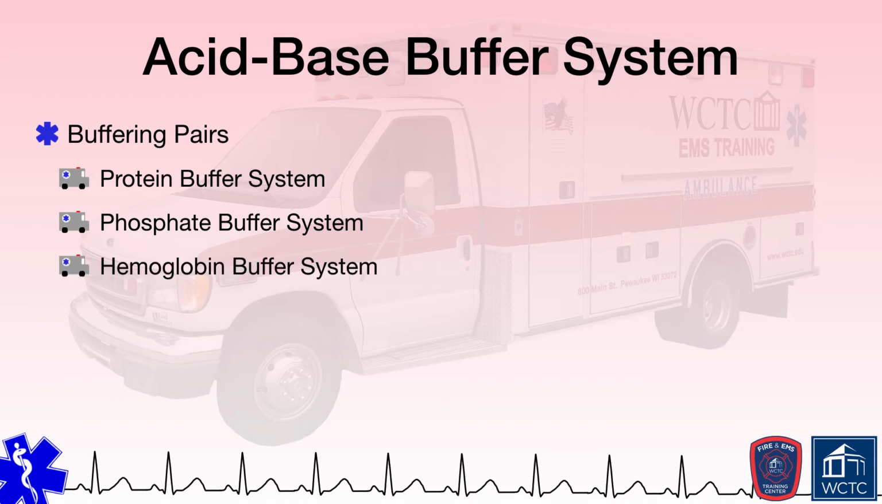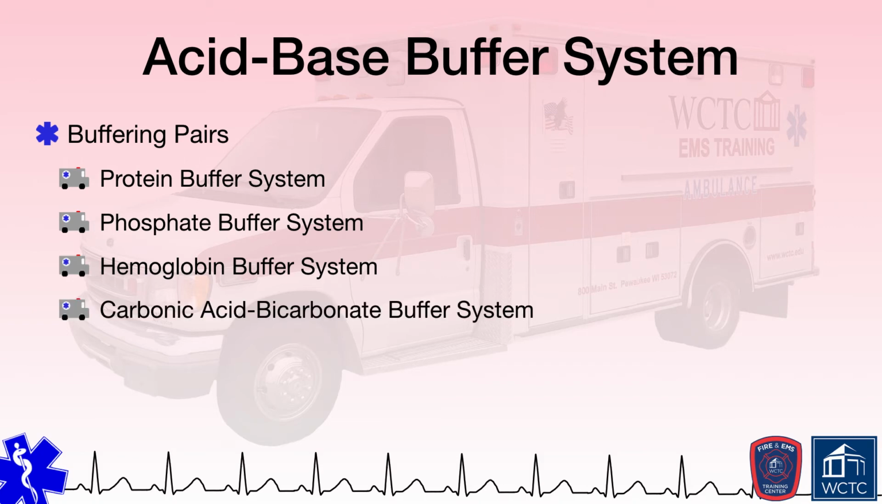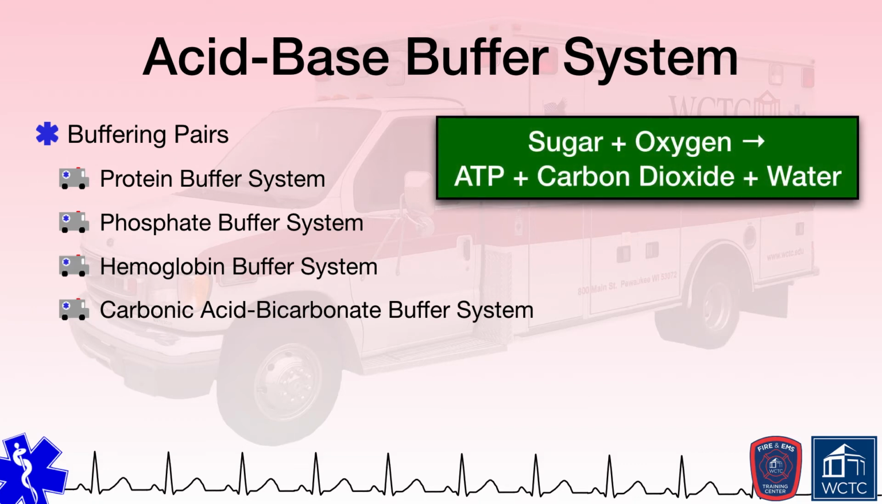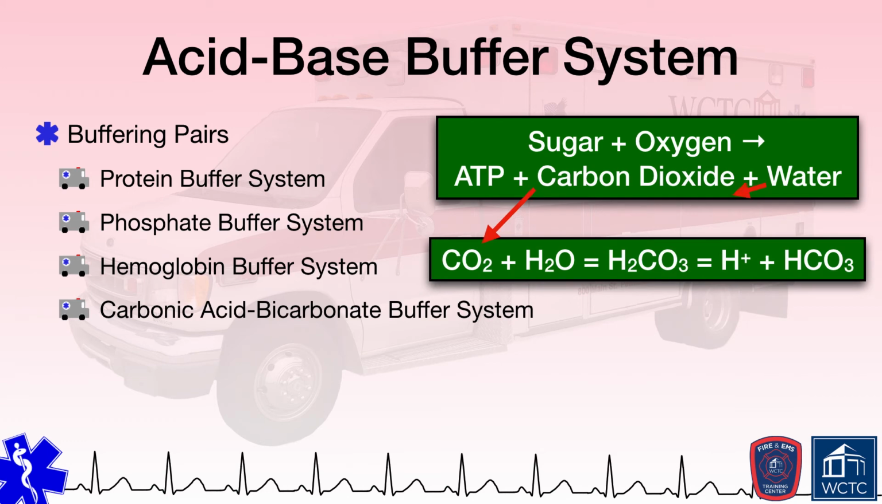Hemoglobin, which carries oxygen to our cells, also plays a part in the buffering system by releasing oxygen and binding to carbon dioxide and excess hydrogen ions. The last set of buffering pairs is a carbonic acid bicarbonate buffer system. If you remember from earlier in the module, aerobic metabolism takes sugar and oxygen to produce ATP, carbon dioxide, and water. The body uses this carbon dioxide and water, along with the enzyme carbonic anhydrase, to produce carbonic acid, H2CO3.